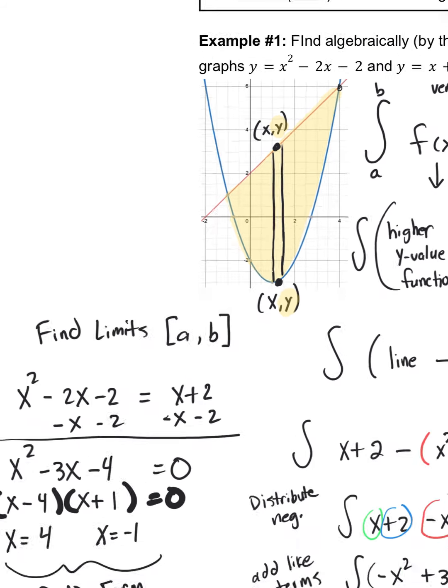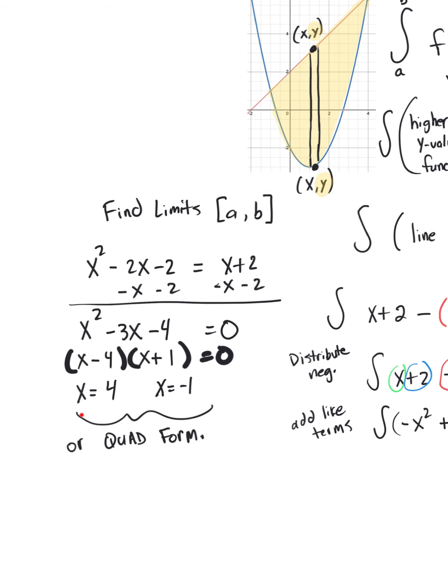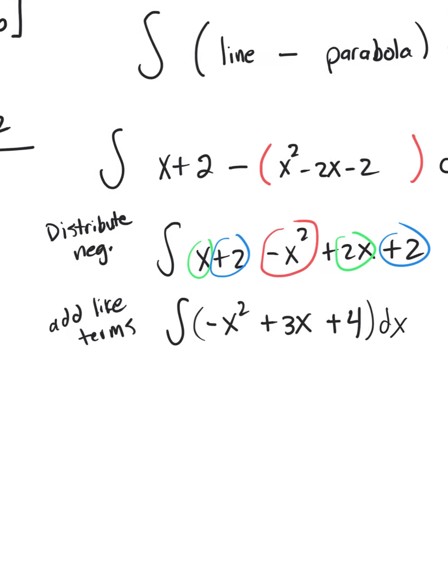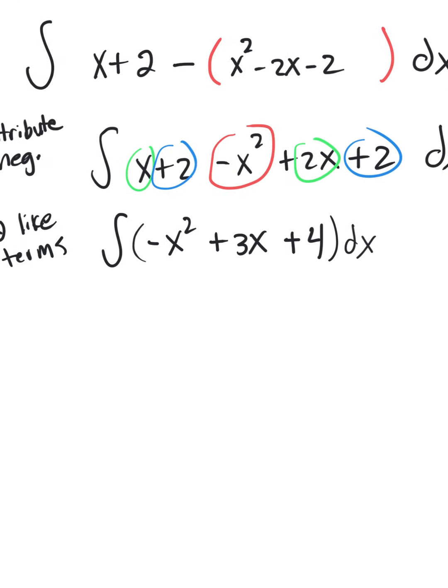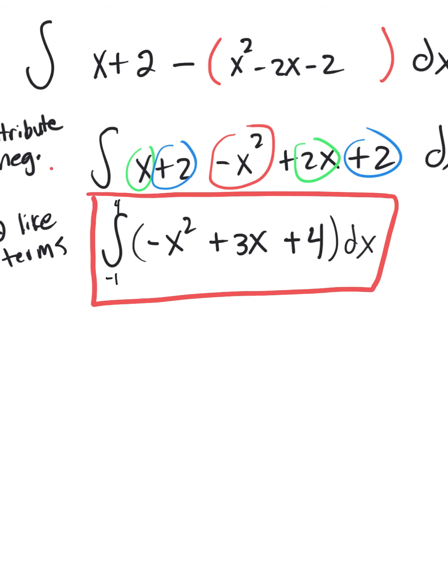So the limits that we got algebraically make sense when you look at the graph. So make sure you check before you add them in. So now we go back to our integrand from -1 on the bottom to 4 on the top. And there you have it. There is our definite integral. That will help you find the area of that region.